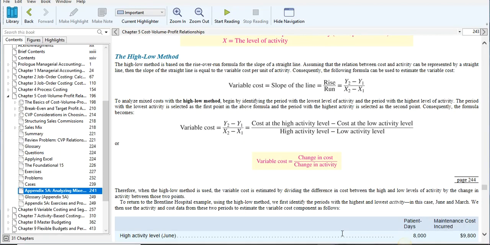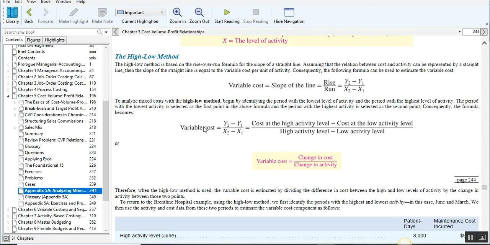We didn't really go over it in the book because it's now in the appendix. However, we did do the contribution format income statement, so I think we want to do that. But here you see the high-low method. This is on page 243. It's in the appendix to chapter 5. And this explains the high-low method.